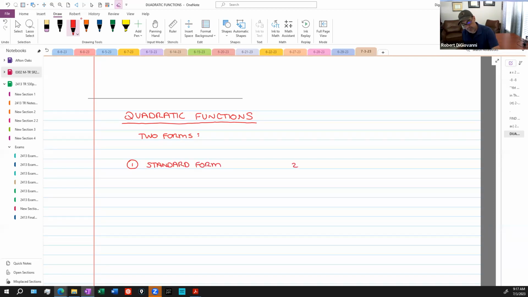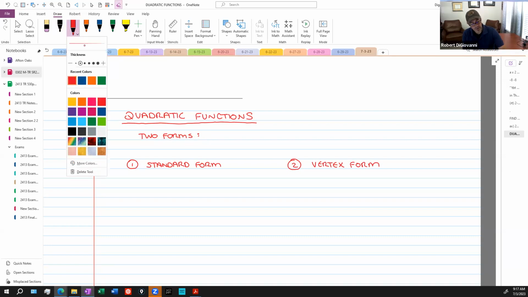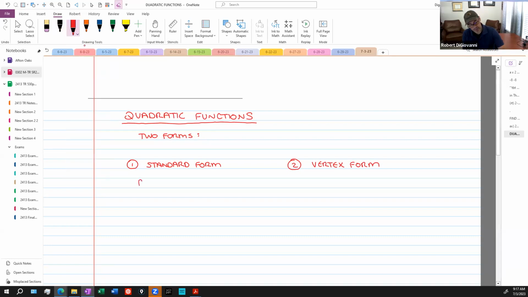And the second form is called the vertex form. So let me first write what these two forms look like generally, and then I'll give you specific examples. So standard form would be written this way. It is a function, so we write f of x, and then the function is defined to be ax squared plus bx plus c. That's called the standard form of a quadratic function.